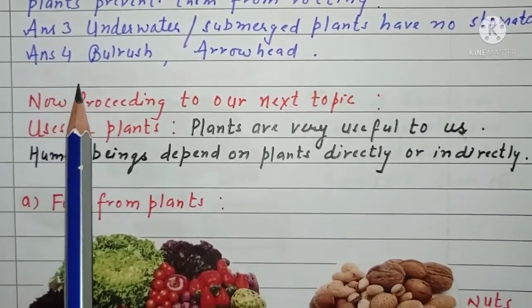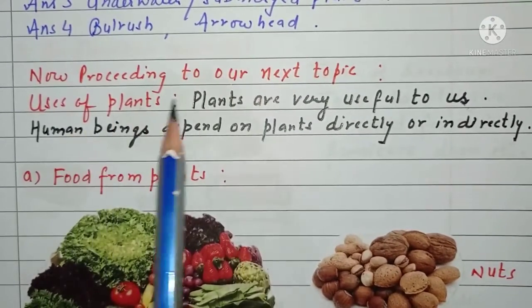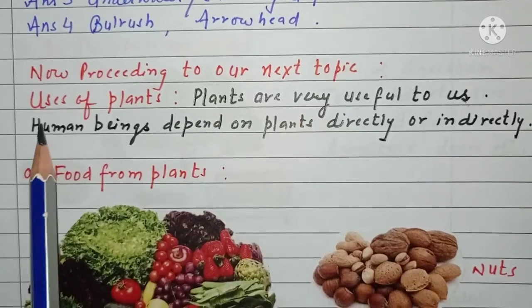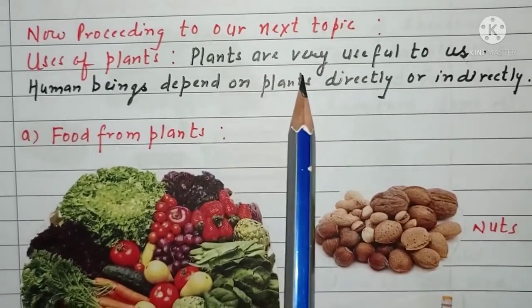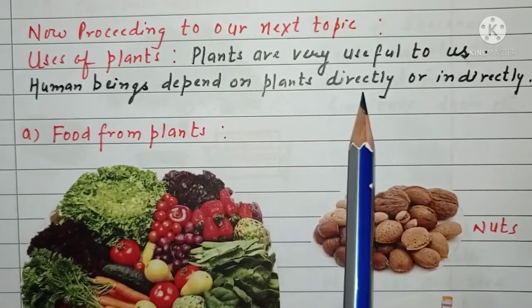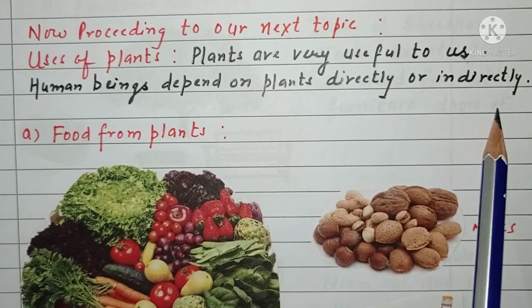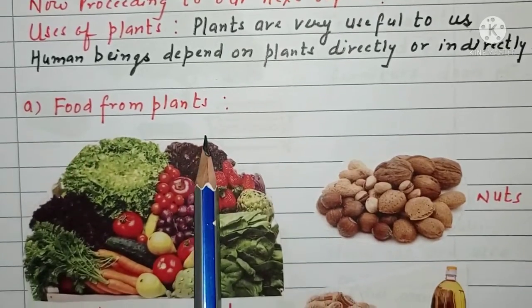And the emergent plants are bulrush and arrowhead. So children, now proceeding to our next subtopic, which is the uses of plants. You all know that plants are very useful to us, and human beings depend on plants either directly or indirectly. So first of all, we'll see how we are getting the food from plants.